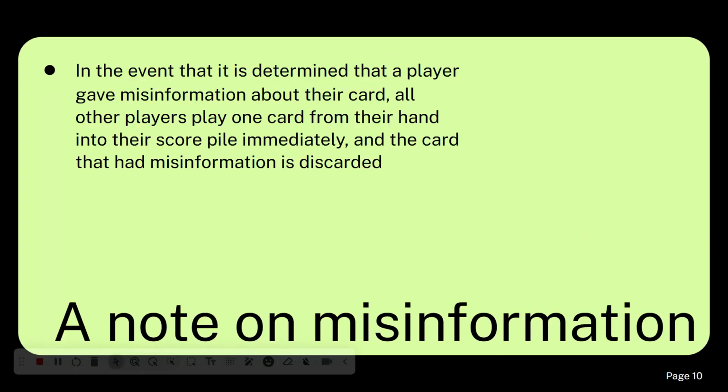In the event that it is determined that a player gave misinformation about the card, all other players play 1 card from their hand into their score pile immediately, and the card that had misinformation is discarded. Essentially, all other players receive 1 extra point. This rule is in place to guarantee fairness in the event that misinformation happens.